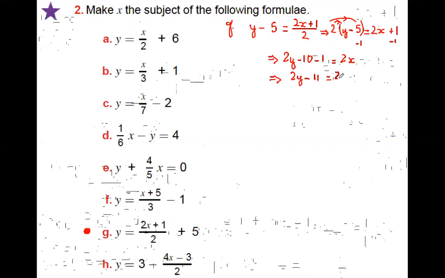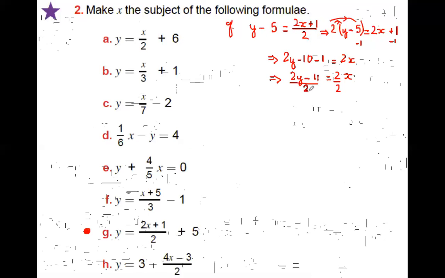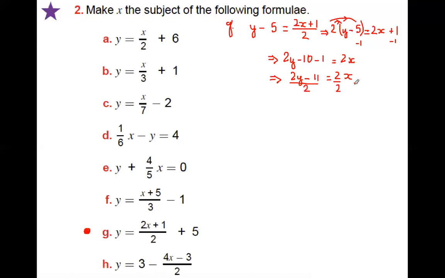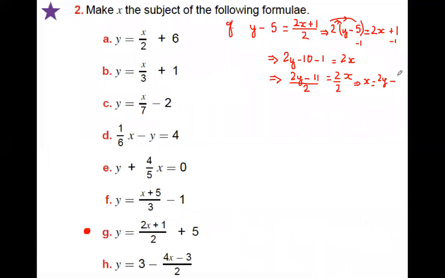And my last stage, I want x on its own. Because I'm multiplying by 2, what do I need to do on both sides? Divide by 2, yeah. And you've got your answer. 2 over 2 is 1, and 1x is just x. So x equals 2y minus 11 over 2.